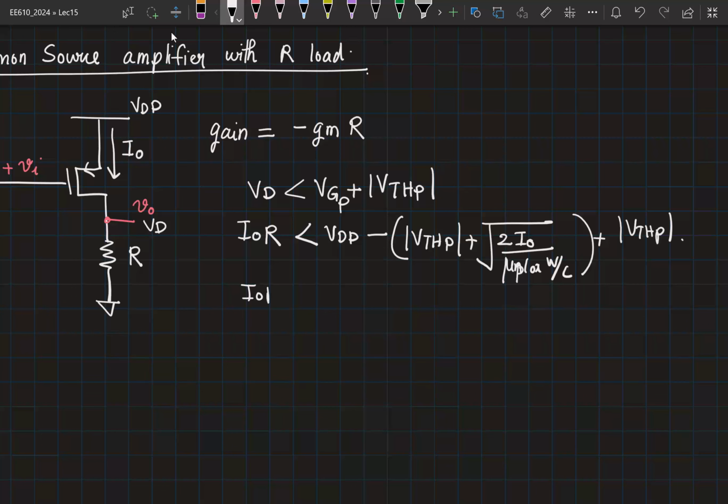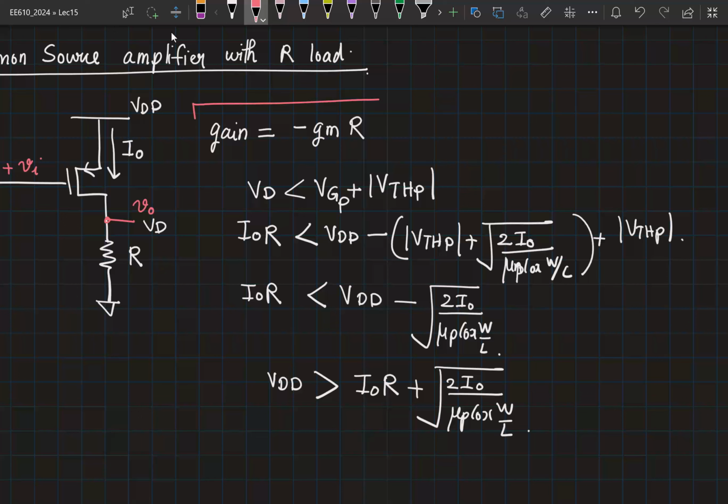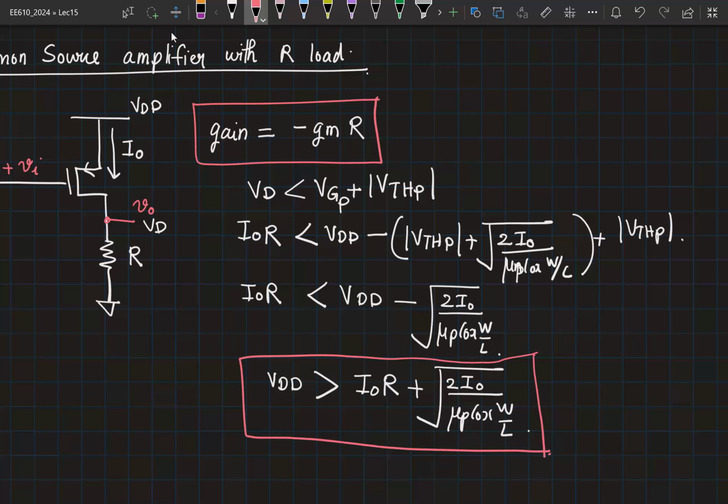Which means I can say that my I0R has to be smaller than VDD minus root of 2I0 by mu P Cox W by L, which means my VDD has to be larger than I0R plus root of 2I0 by mu P Cox W by L. Okay. So I have two equations here. One is related to the incremental gain. The other is related to an operating point condition that we need to ensure.